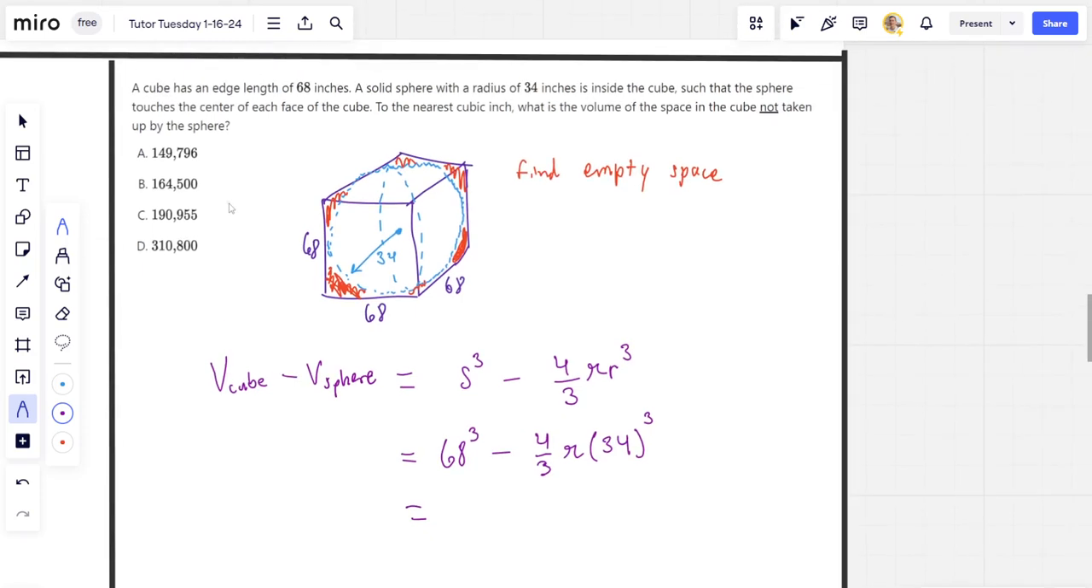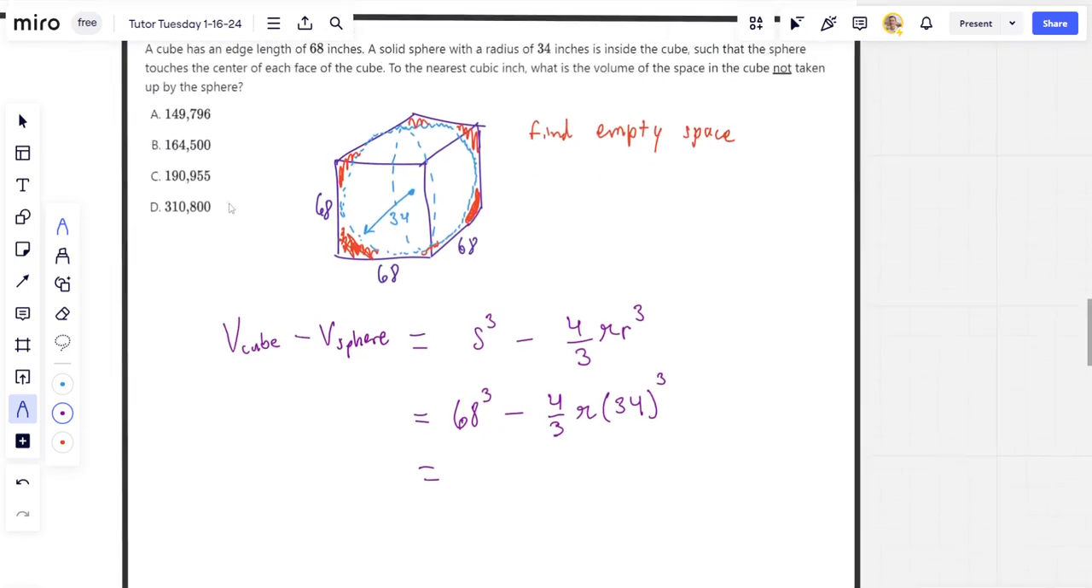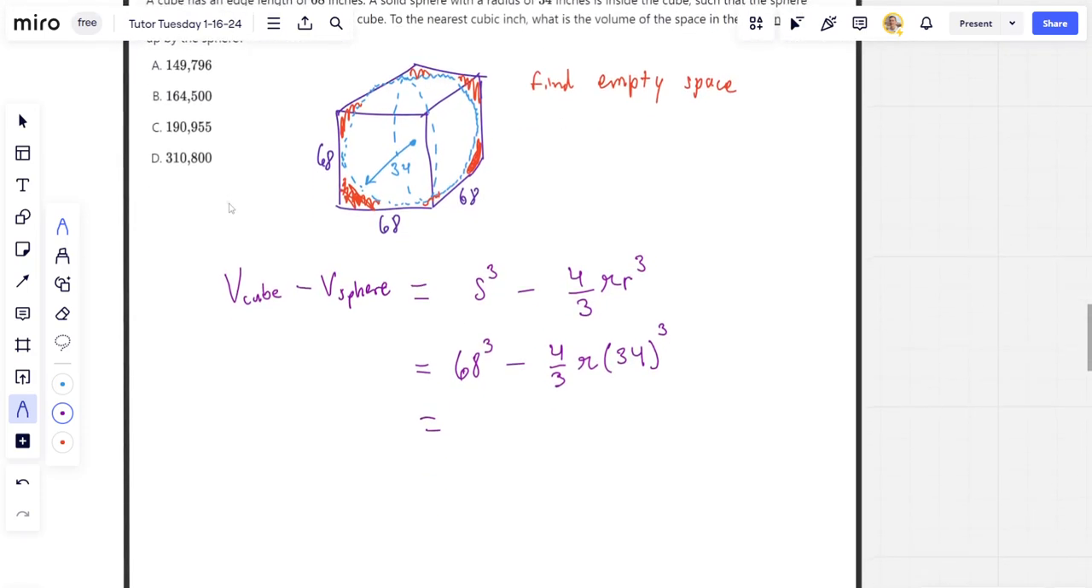I won't do all the intermediate steps. At this point, you can plug it into your calculator or even plug it into Desmos, but you would get something like 149,796 approximately. And that looks to be answer choice A.